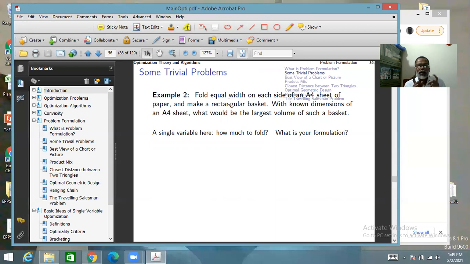So what is your formulation? You may make this formulation: maximize volume, which is (L minus 2W) times (B minus 2W) times W. This is the length after folding from both sides. This is the breadth, and this is the height. So is your formulation like this?